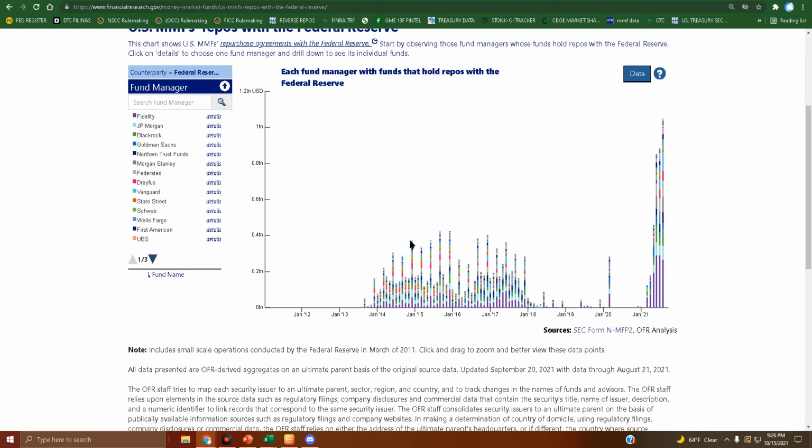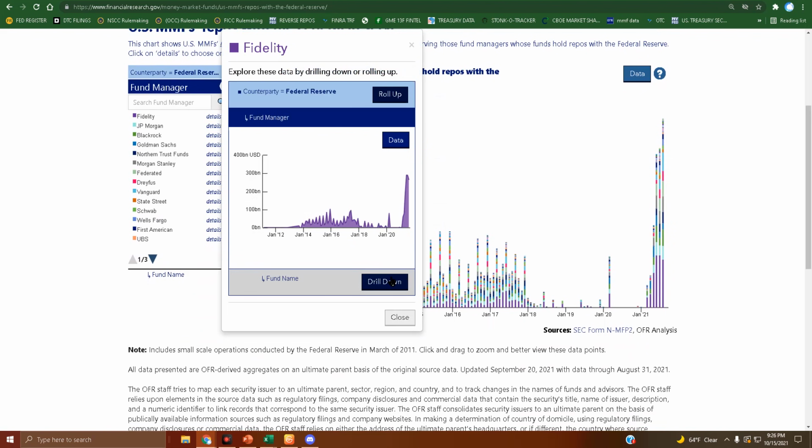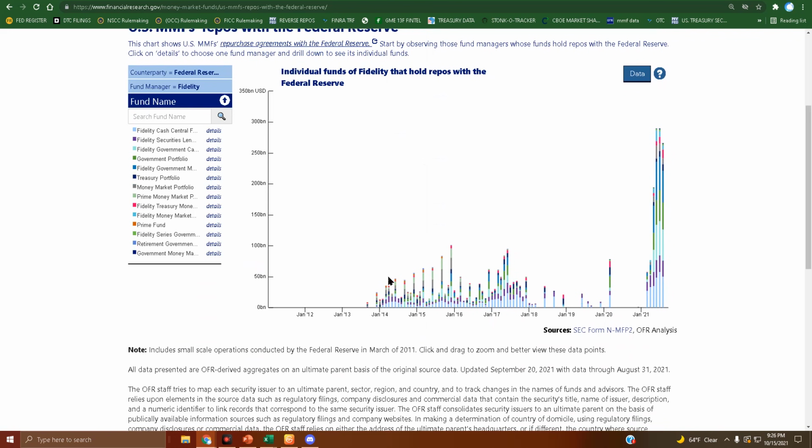And Fidelity, of course, is one of the bigger players, the biggest player. Now we can drill down on the individual fund names and look at the top two funds, Fidelity's Cash Central Fund and Fidelity's Securities Lending Cash Central Fund. The Cash Central Fund takes up 18.9% of the total as far as August 31st. The Securities Lending Cash Central Fund takes up 9.68% of the total.